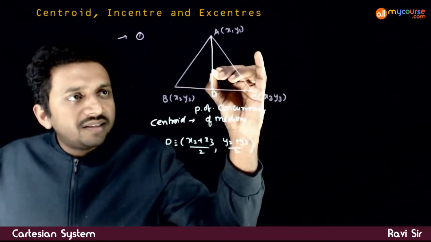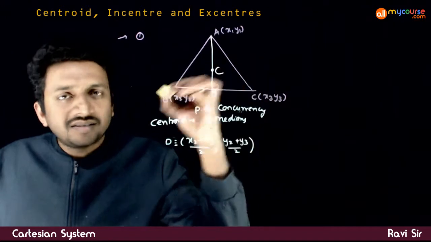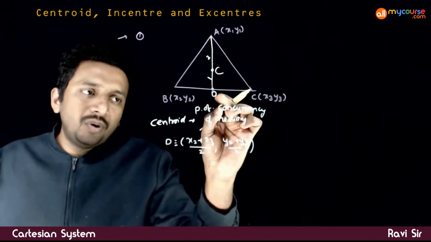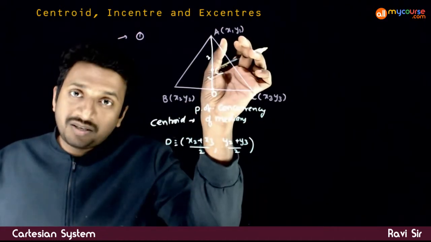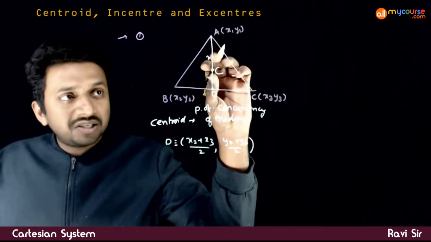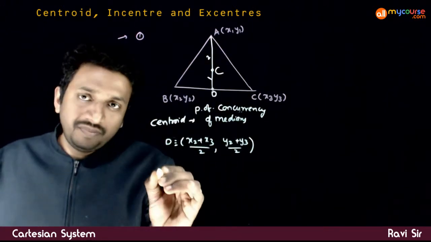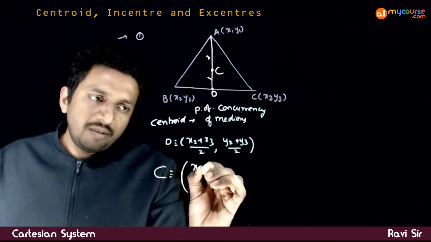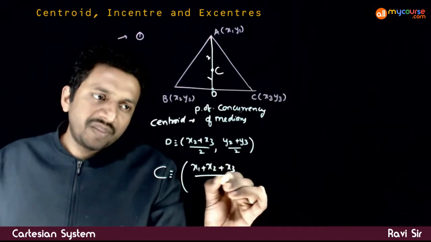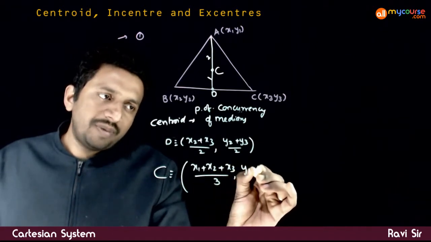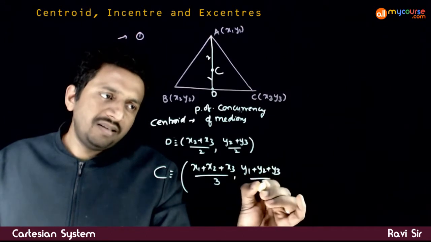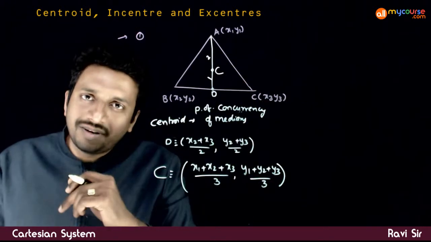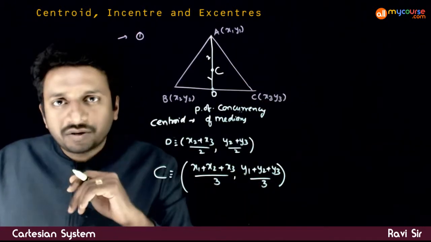Now we know that the centroid divides the median in the ratio 2:1. Now you know the coordinates of point D, you know the point A, you know the ratio in which the centroid divides AD. So if you apply the section formula, you get centroid equal to ((x1 plus x2 plus x3)/3, (y1 plus y2 plus y3)/3). It is the average of the x coordinates and the average of the y coordinates. So that will be the coordinates of the centroid.